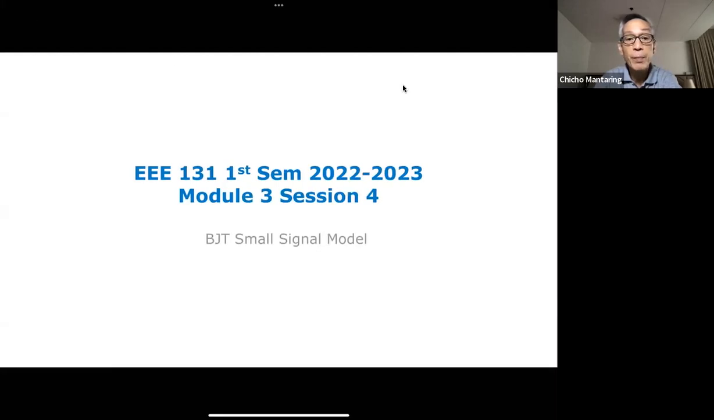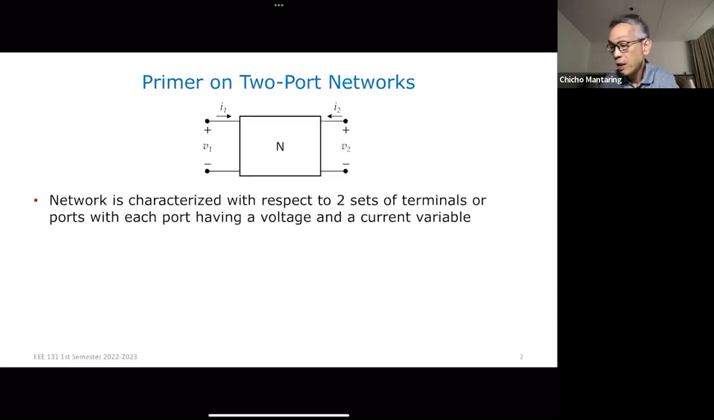Okay, so this is the last part of Module 3, which is a discussion of the BJT transistor as an amplifier. In this particular session, I'm going to introduce the BJT small signal model. Before doing that, I'd like to give you a short primer on two-port networks.